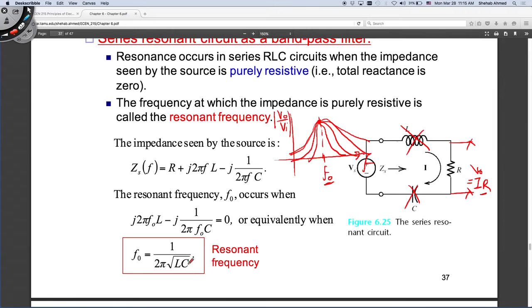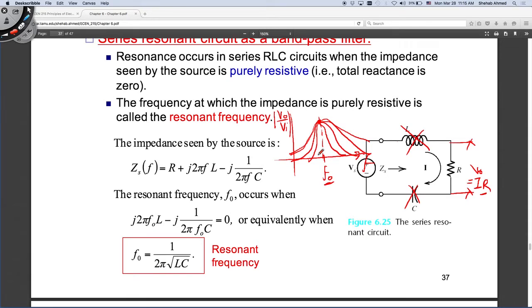Yeah, specific values of L and C. Many combinations of L and C can make this happen, right? So there has to be a way to qualify the quality of the filter.